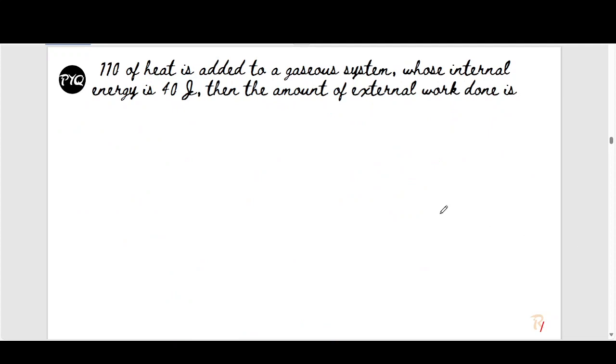Moving on to the next question. 110 joules of heat is added to a gaseous system. The change in internal energy del U is equal to 40 joules. What is del W? This is the question we have to understand. It was easy. From the first law, del Q equals del U plus W. We have del Q equals 110 joules equals 40 joules plus del W. Del W is equal to 70 joules.